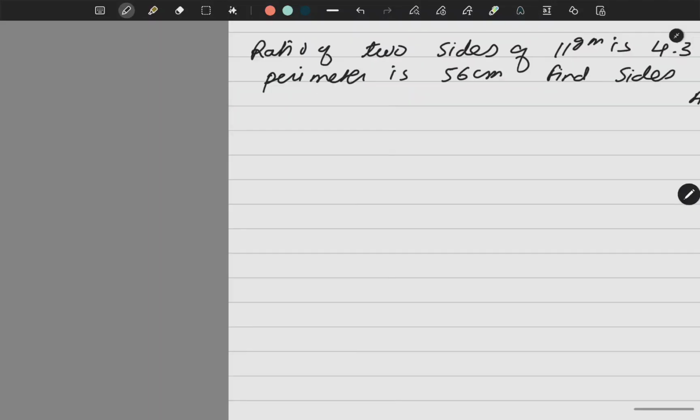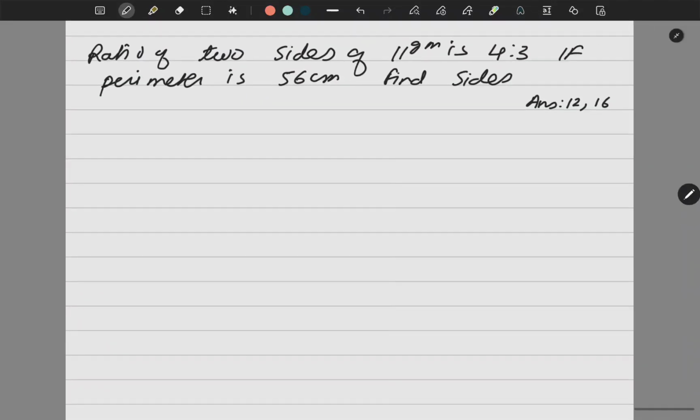Correct? Easy? Now let's see one more question. The ratio of two sides of a parallelogram is 4:3. Obviously they are not talking about opposite sides, because the opposite sides' ratio will be 1:1. They are always equal, right? So if there is a parallelogram like this, and this is A, B, C, D, they are talking about this side and this side, right? So 4:3. Now if the perimeter is 56, find the sides.